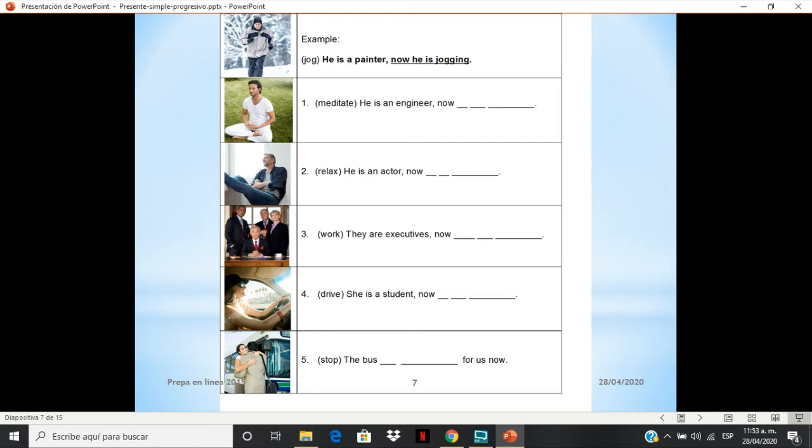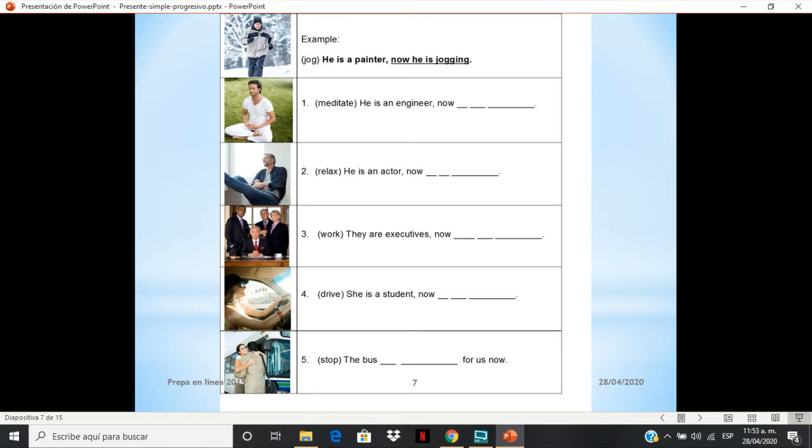So, in the first sentence, you have what they usually do. I mean, what is their occupation. For example, he is a painter. That is what he does every day. That is his occupation. But now in the picture is the current action. He is a painter. Now he is jogging.